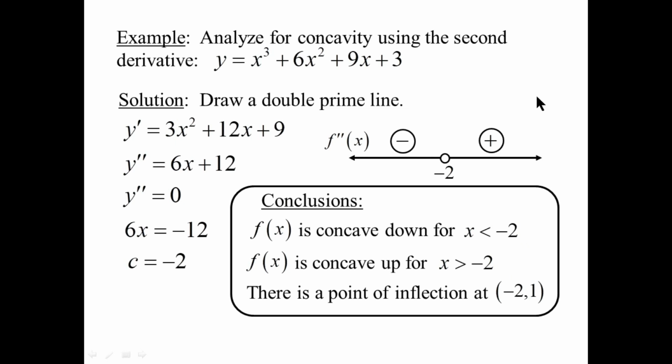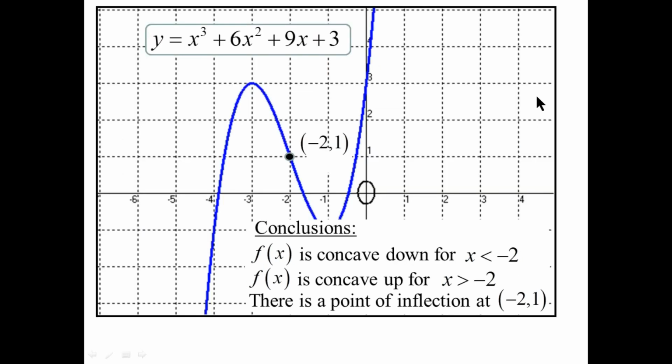Carrying the conclusions forward to the graph. Here's the graph. According to the software, it looks like this, and there's our point of inflection, negative 2, 1. And you can see that to the left of minus 2, it's concave down, upside down soup bowl, and to the right of negative 2, it's concave up. Let's do it again. Let's do the whole thing again.